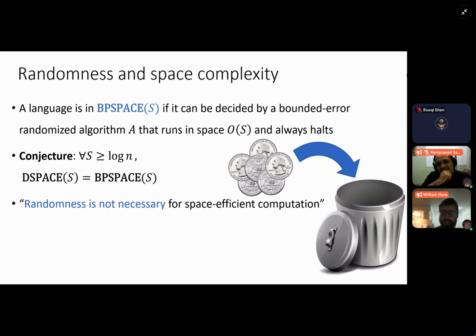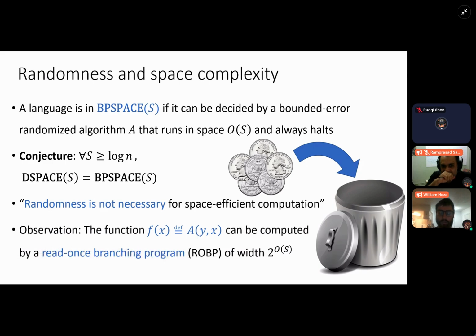To try to prove a conjecture like this, we'd like to understand what these algorithms are doing with their random bits. The first observation is that if you fix the input and then consider the behavior of this algorithm as a function of its random bits, then that function can be computed by a model of computation called a bounded width read-once branching program. If you haven't studied this model before, that's okay. The point is that it captures the action of space-bounded algorithms on their random bits.